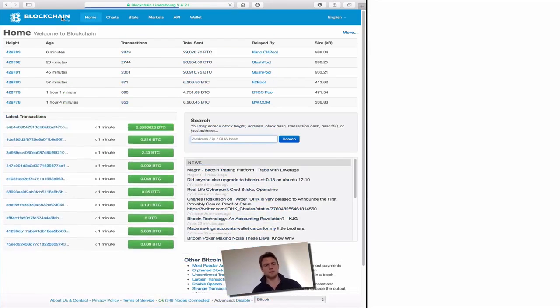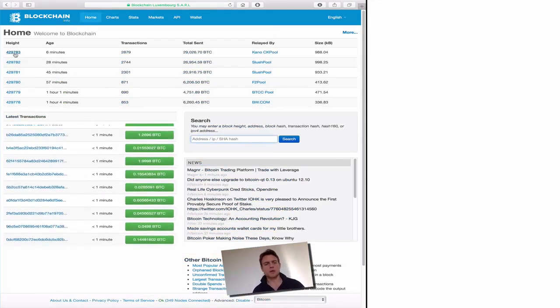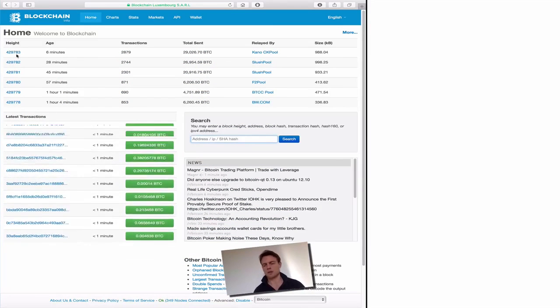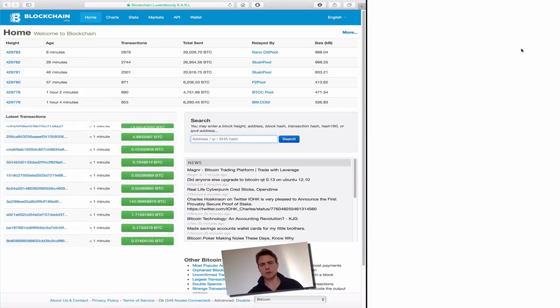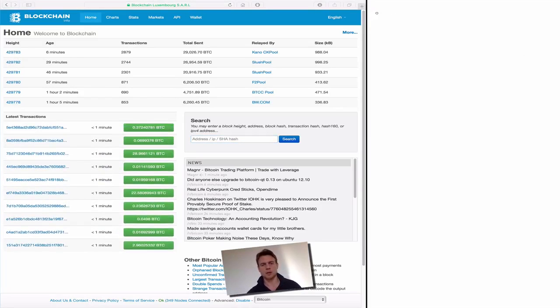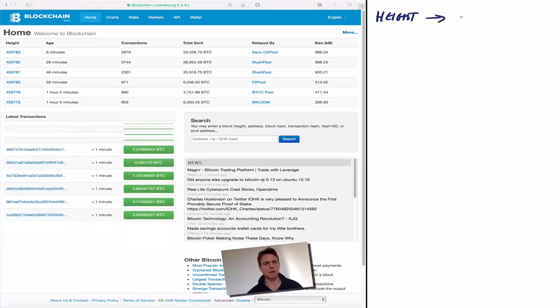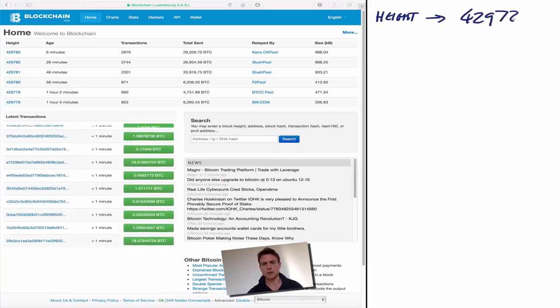Okay. Excuse me. So for argument's sake, let's have a look at what the most recent block in the chain is, right? So we can see here. The first thing to note about this block, which is the most recent block in the Bitcoin blockchain, is that it has a height, okay, and the height is 429,783.